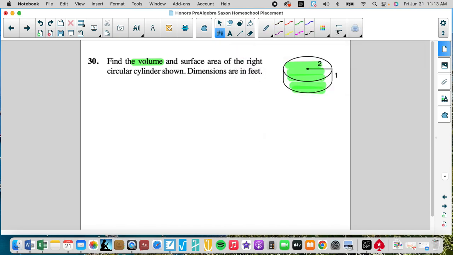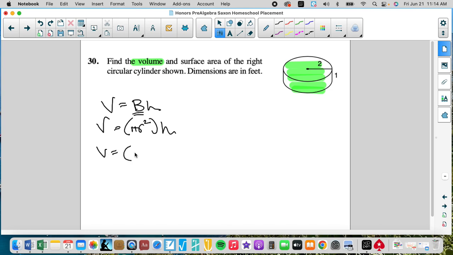So volume of a cylinder. Cylinder is a 2-base figure. So we use volume equals big B times H, where B represents the base area, the circle. So the base area is pi r squared times the height. So whenever you find volume, you have to find out what your base shape is. And the base shape is a circle, so we use pi r squared.